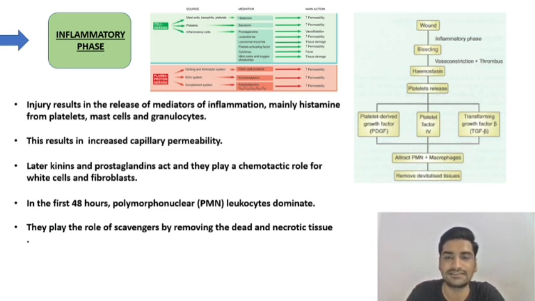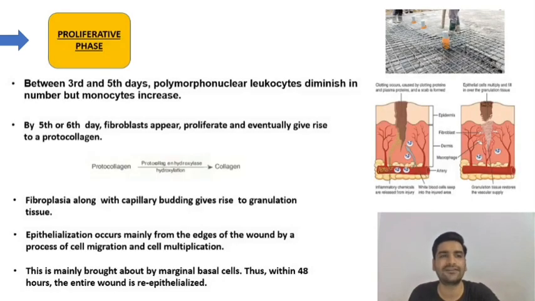So these civilians are going to call the police, that is your polymorphonuclear neutrophils as well as macrophages, which are going to help to clean up the area of dead and necrotic tissue. This is clear? Okay, if you guys have any doubt regarding this, just let me know in the comments section. Okay, we'll move forward to our second phase, that is your proliferative phase, right?